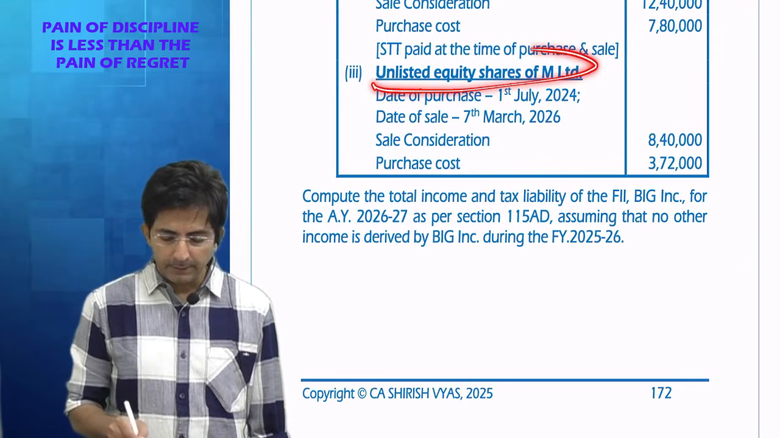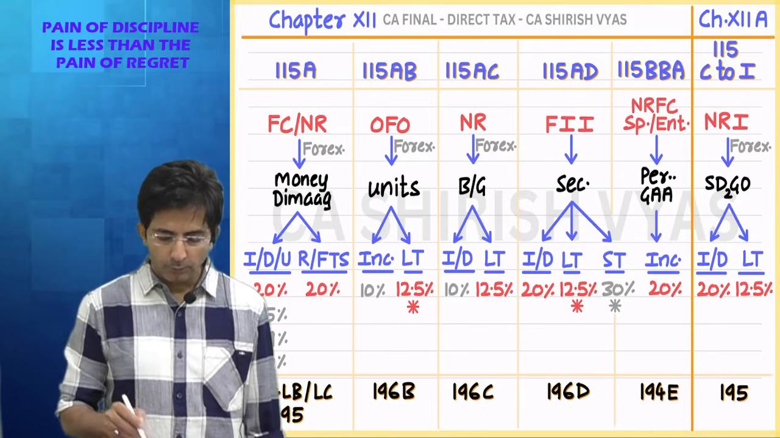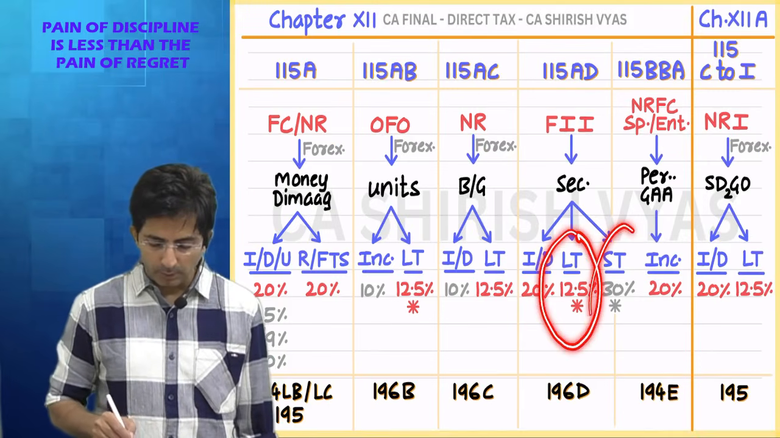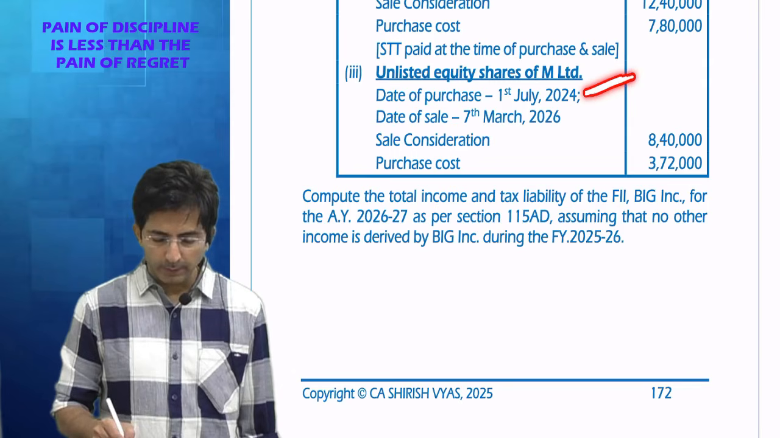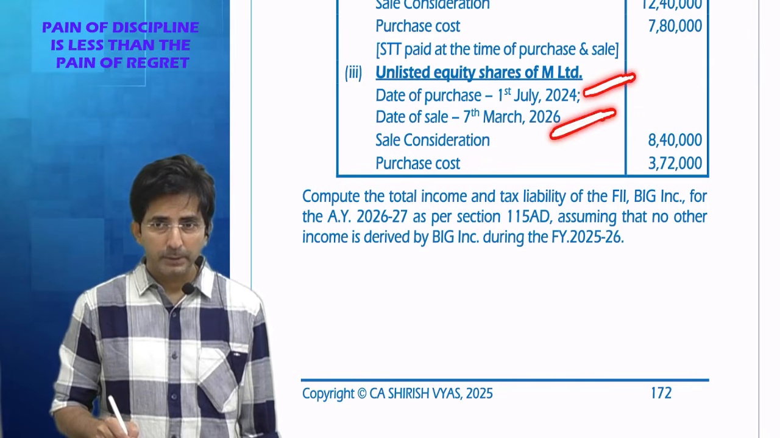Then unlisted equity shares are sold. So first I will figure out whether it is long term or short term. It was purchased on 1st July 24 and sold on 7th March 26. The period is less than 2 years.